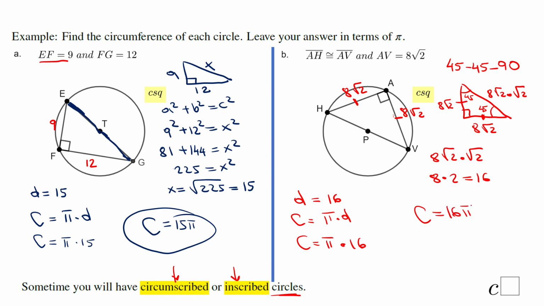So again, here it's very useful if you remember this 45, 45, 90 triangle. Other than that, you can use Pythagorean theorem like I did on the first example and find the diameter.